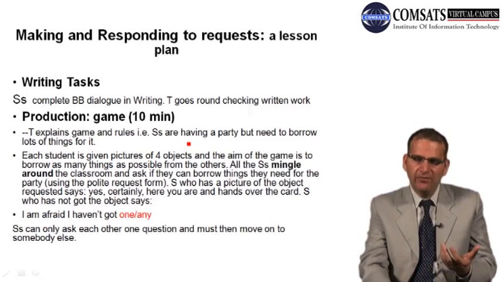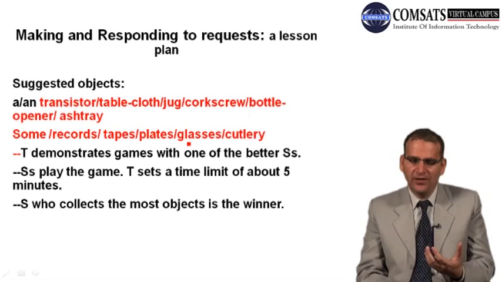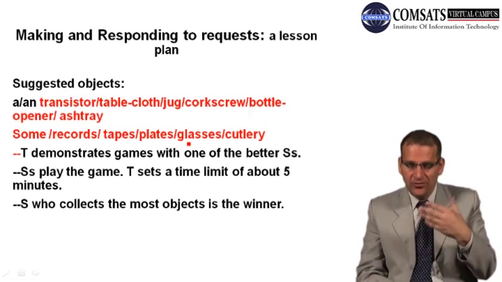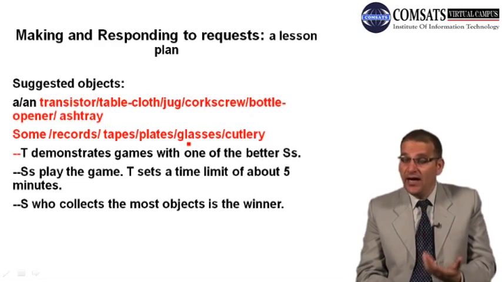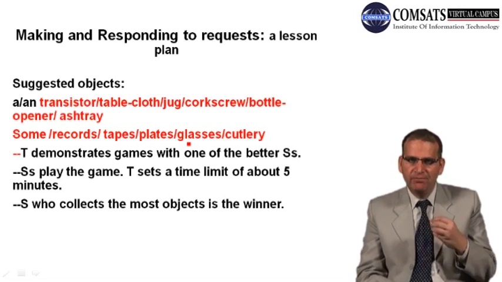Now, what are the suggested objects? Fine? Again, a and an, what do we call them? Indefinite articles, right? A transistor, fine. Then a table, clear. Then a tablecloth, a jug, a corkscrew, a bottle opener, right? An ashtray. I hope you understand. So again, when you teach language, of course, there is the use of the indefinite article: when to say an eye opener, and when to say a transistor, and of course a jug. And then some records, tapes, plates, glasses, cutlery, etc.